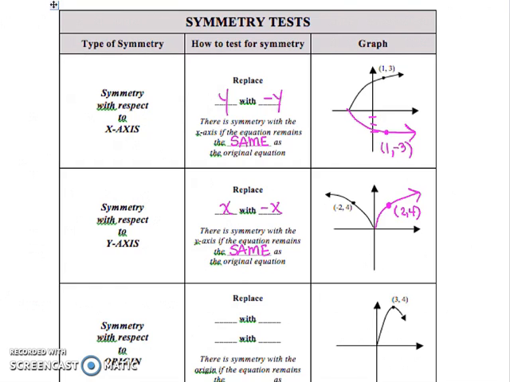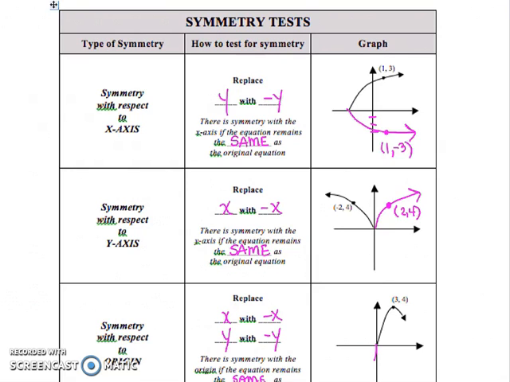The third type of graph here is symmetry with respect to the origin. So with this one, if you're going to test for symmetry with respect to the origin, you are going to replace x with negative x, and you are going to replace y with negative y. You're going to do both of these at the same time. And there is symmetry with the origin if the equation remains the same as the original equation.